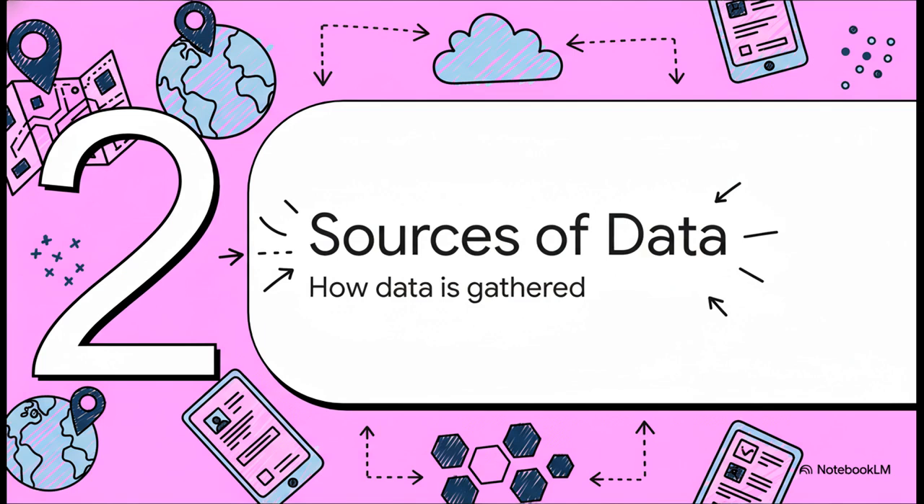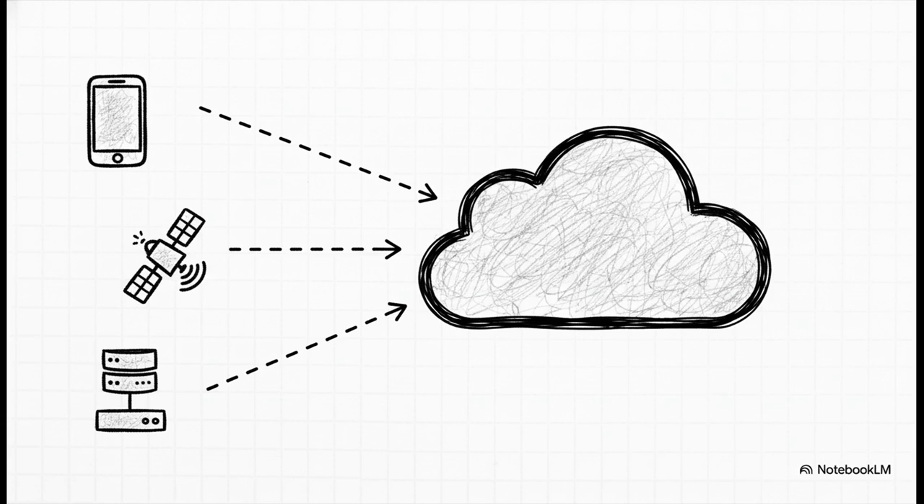Okay, moving on to our next section. Where does all this location data actually come from? How do these platforms get this information in the first place? Let's break down the main sources. It's not like there's just one magic source for this stuff.